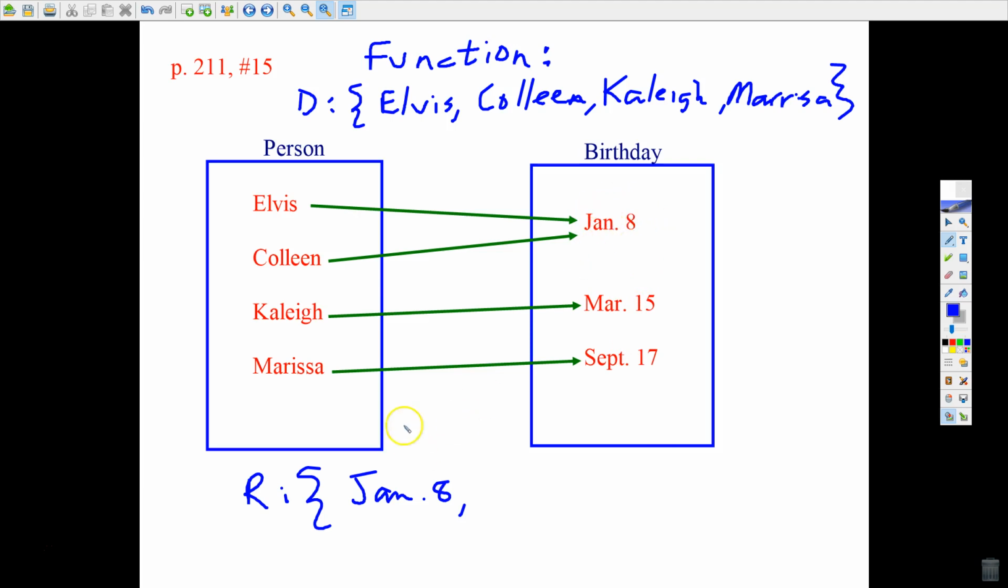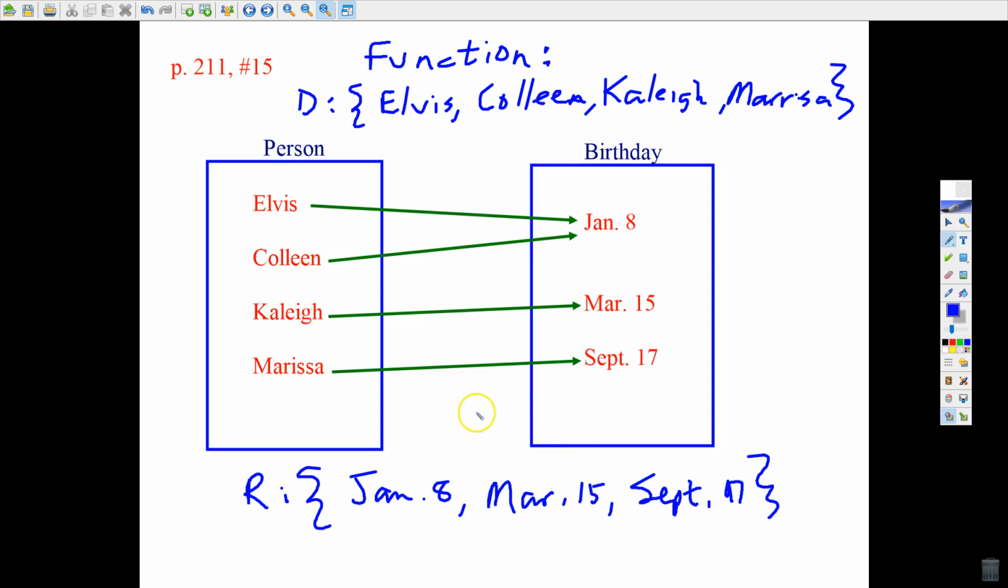I still have a function. I just cannot have a repeat in the domain. And if you have repeats, we really don't need to list them more than once. So January the 8th, March 15, September 17 represents the set called the range.